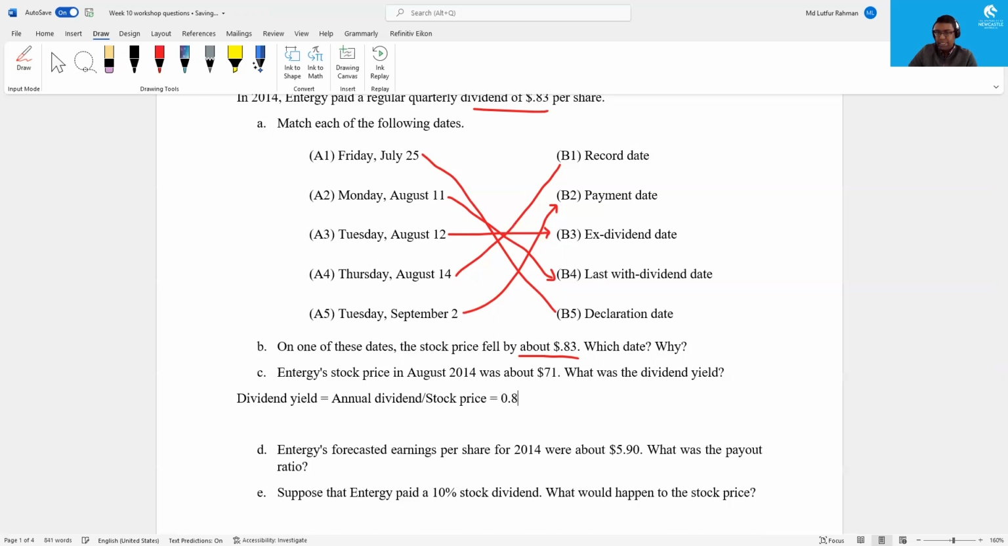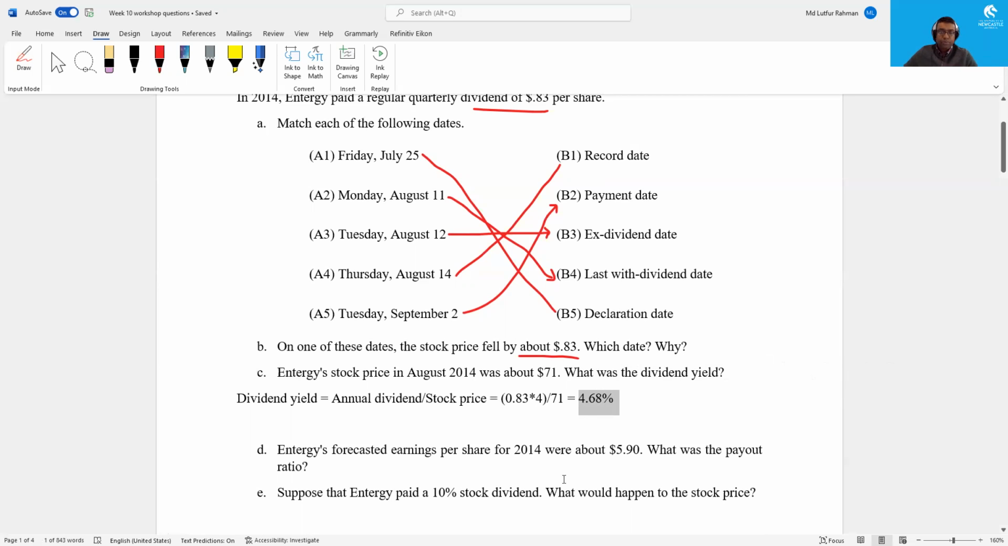Now look, a $0.83 dividend was paid, but that was a quarterly dividend. So we multiply it by 4 to get an annualized dividend, and then we divide it by the share price, which was 71. If you calculate this, it is 4.68%. So what does this number reflect? This number tells you that if you buy this share at the current price, which is $71, and you get this dividend, you are actually earning this 4.68% return.